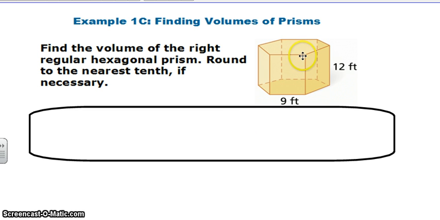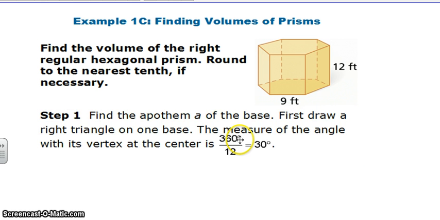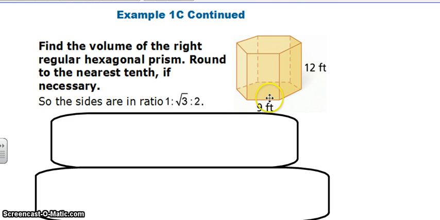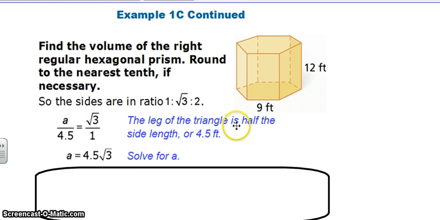So that hypotenuse is 2a, 4.5 and 9, and then you simply find 4.5 times the square root of 3 to get that apothem. Okay, which is what they do for you here. Once you have that, in order to find the base area, you simply take the perimeter of that hexagon, right? 9 times 6, 36. And you multiply by the apothem to get each of those triangles and divide by 2.